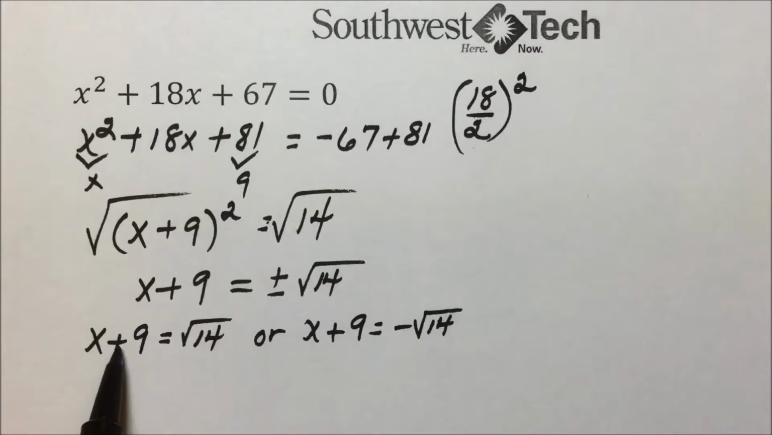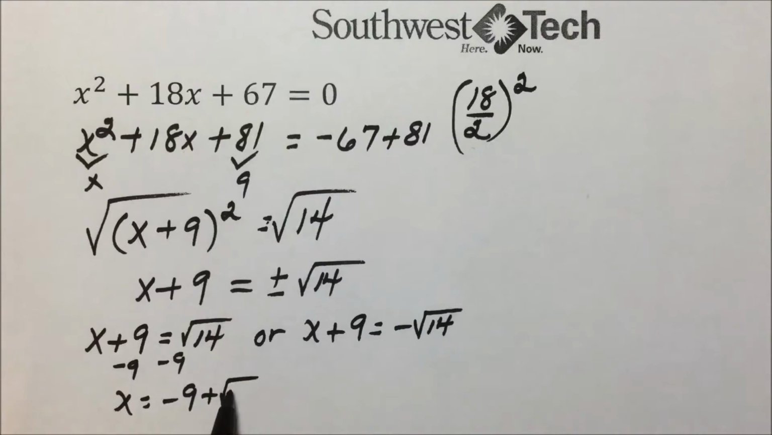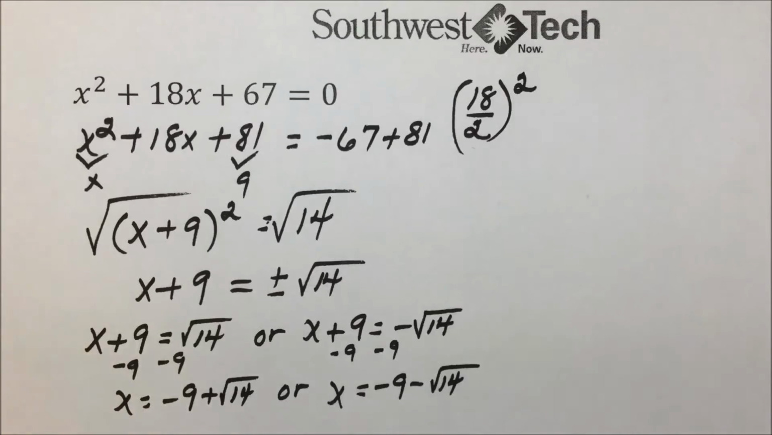The only thing to do is to take our 9 to the other side by subtracting it from each side. These aren't similar terms, so here is one solution. x can be -9 plus the square root of 14, or our second solution, subtracting a 9 as well to get x by itself, will give us x is equal to -9 minus the square root of 14.